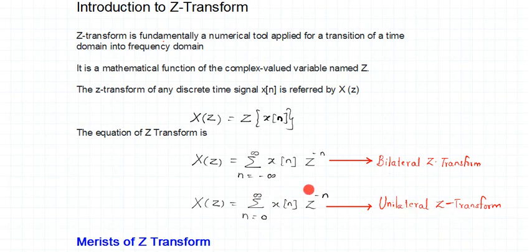Okay, so we have the equation of Z transform wherein if the limits are minus infinity to plus infinity, x[n] z raised to minus n, you call it the bilateral Z transform. If the limit goes from 0 to infinity, x[n] z raised to minus n, only positive values of n, you call it the unilateral Z transform. Okay, so this is the basic equation of Z transform which we will be using throughout this chapter to find out the Z transform of the given signal.